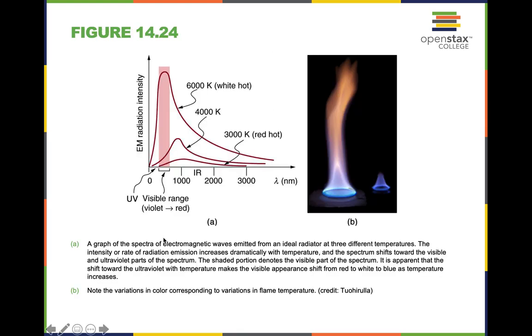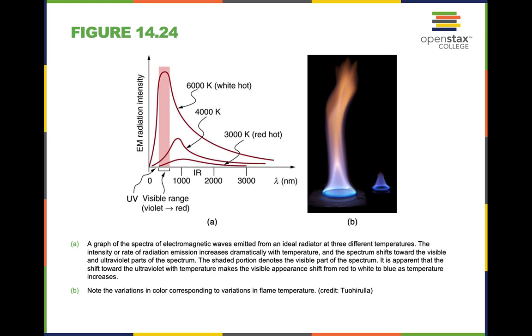So for figure 14.24, you have for A, a graph of the spectra of electromagnetic waves emitted from an ideal radiator at three different temperatures. The intensity or rate of the radiation emission increases dramatically with temperature, and the spectrum shifts towards the visible and ultraviolet parts of the spectrum. The shaded region denotes the visible part of the spectrum.